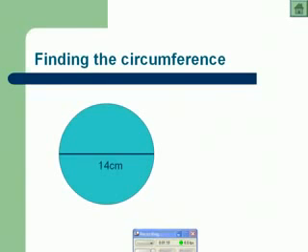So here's one for you to have a go at. Find the circumference of the circle that's got a diameter of 14 centimeters. Press pause to have a go at it, and then press play for the answer.